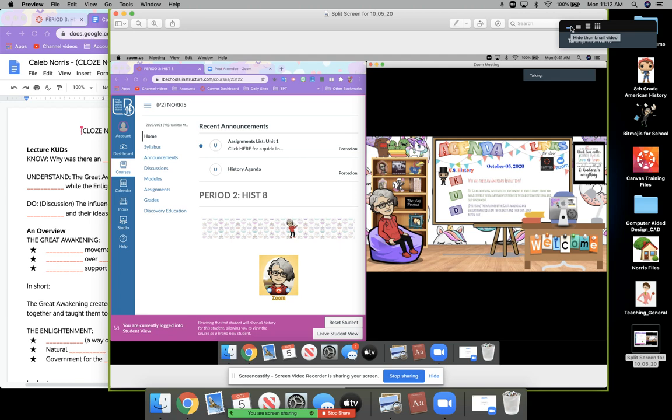the Zoom meeting. So again, if you could, please set up your desktop the way that you see mine here. One window should be Canvas and a second window should be Zoom. You're going to want to make your Zoom meeting small, about half of your screen, and then your Canvas the other half.